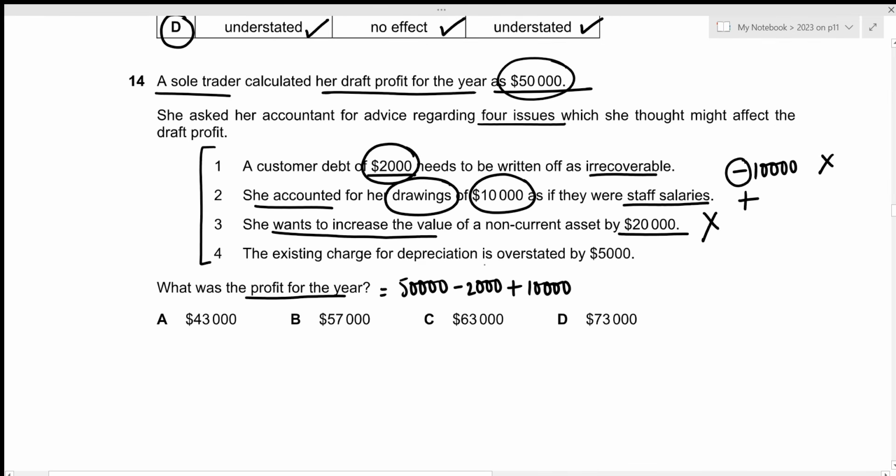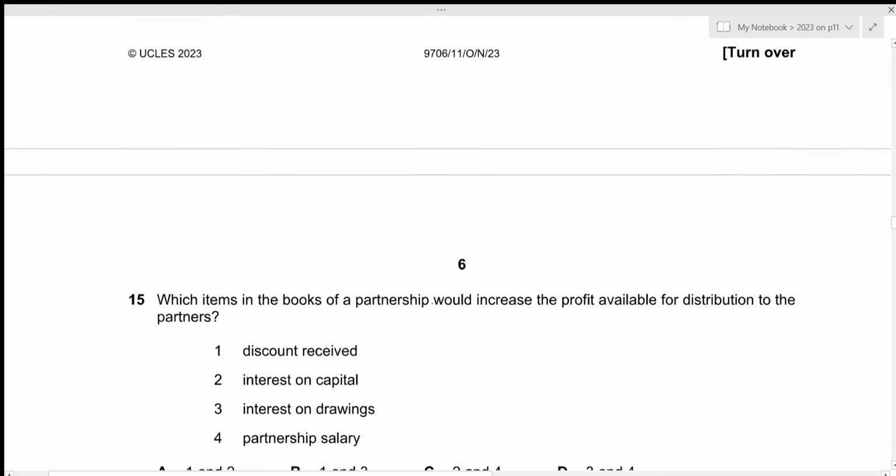Then the existing charge for the depreciation is overstated by 5,000. So we now have to subtract the depreciation by 5,000. We have to reduce it by 5,000, right? But remember, overall, the depreciation is again subtracted as part of the overhead while calculating the profit for the year. So the total impact of this rectification of the fourth statement is that we just need to add the 5,000 back. So that's plus 5,000. This gives the correct profit for the year to be 63,000. That's the answer we're looking for, which is given in option C.